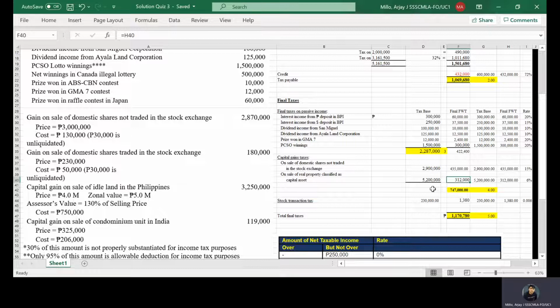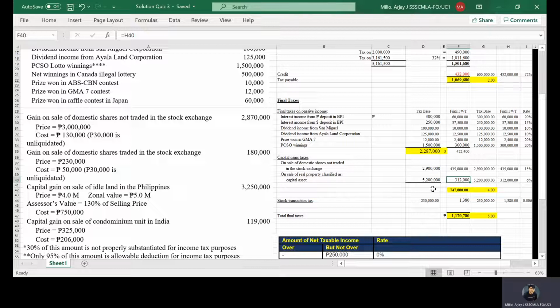The next one, capital gain on sale of real property classified as capital asset. Ang sabi dito, meron daw tayong price na 4 million, and then zonal value na 5 million, and then assessor's value, which is 130% of the selling price. So we need to check which is higher, no? Is it the gross selling price or the fair market value? So yung price is 4 million, explicitly mentioned dyan. However, wala nang binigay na fair market value. Pero alam naman natin na fair market value is the higher amount of zonal value and assessor's value. So let's compare zonal and assessor's value.